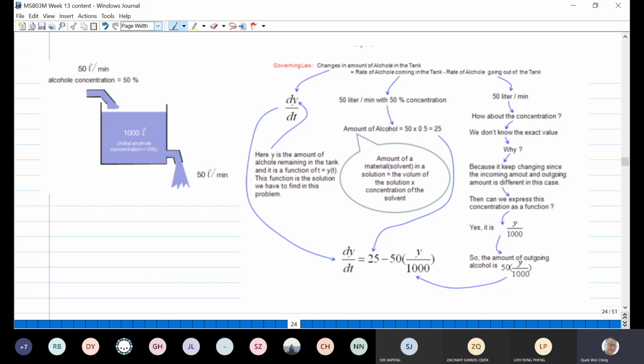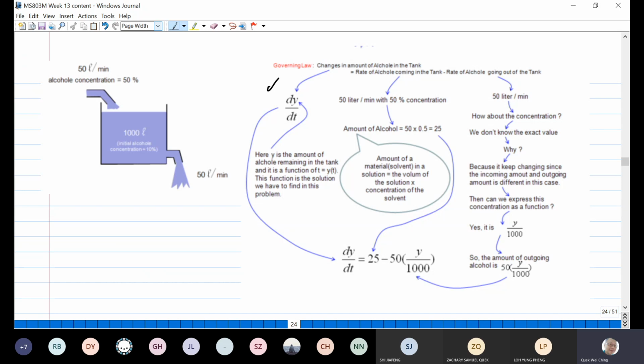Amount of alcohol in the tank. So dy dt is the rate of change of the alcohol in the tank. Okay, dy dt here. So this thing will change with time. Then how do you set out the equation?